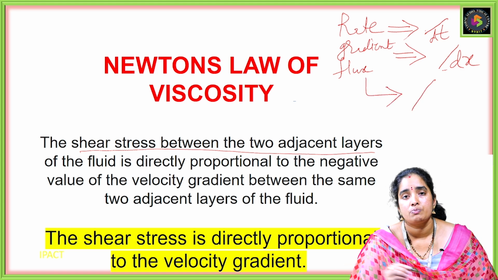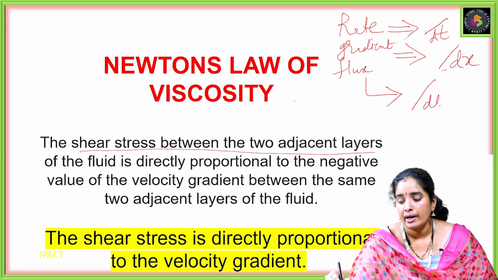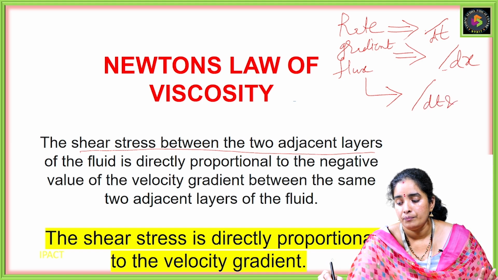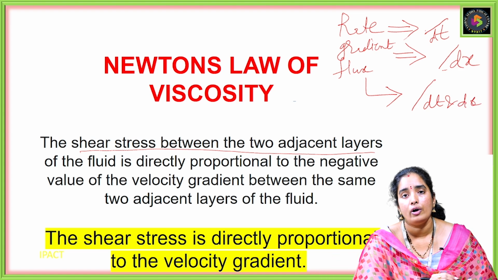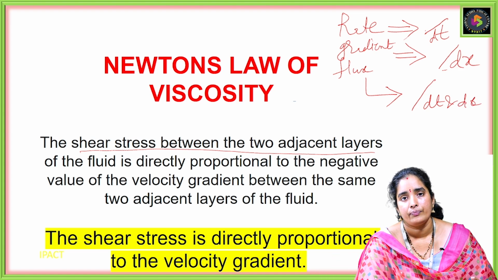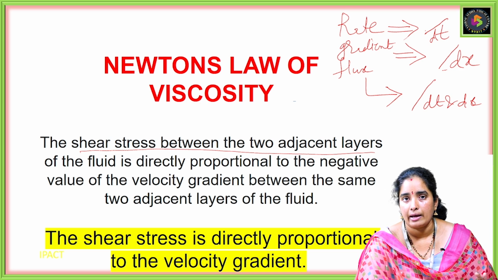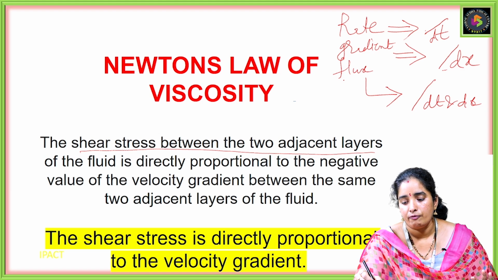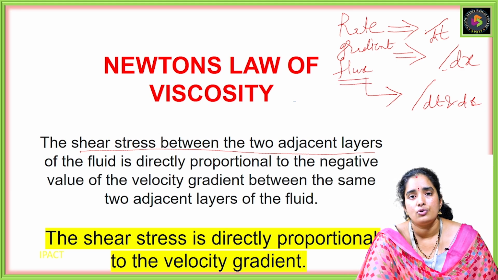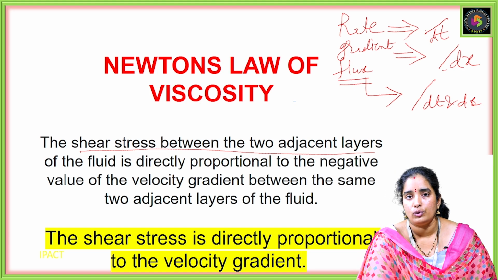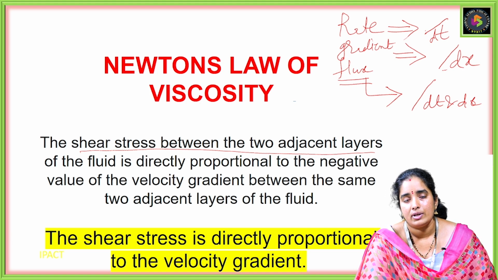Flux is any quantity with respect to both time and distance, or area. Both area and time, or both length and time. Any quantity with respect to time and length, we call such a rate the flux. So as chemical engineers, we have to know these three basic terms: what is rate, what is gradient, what is flux.